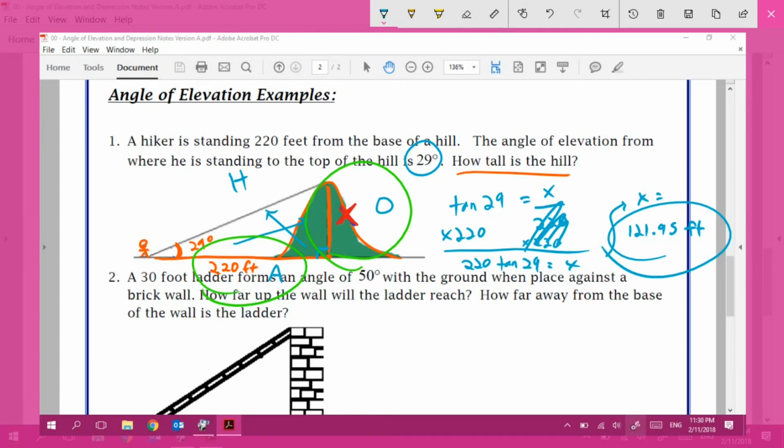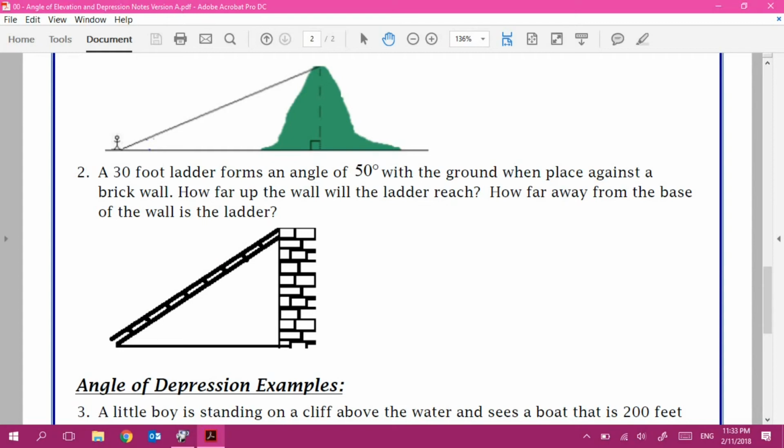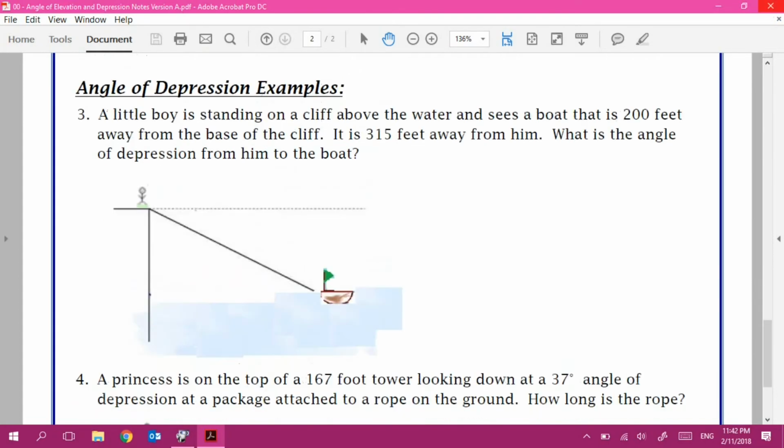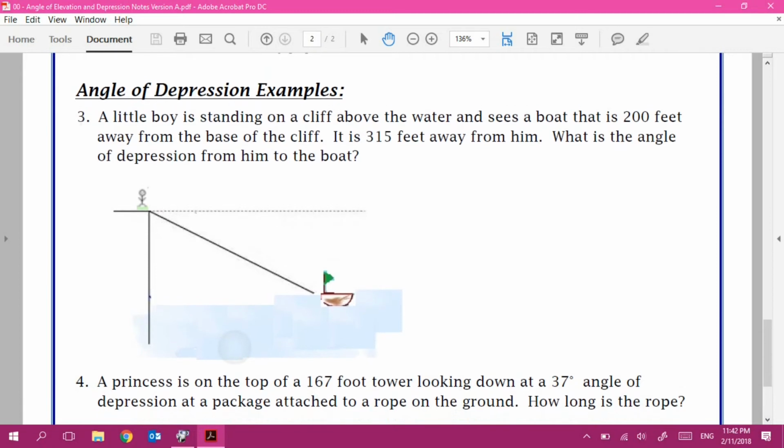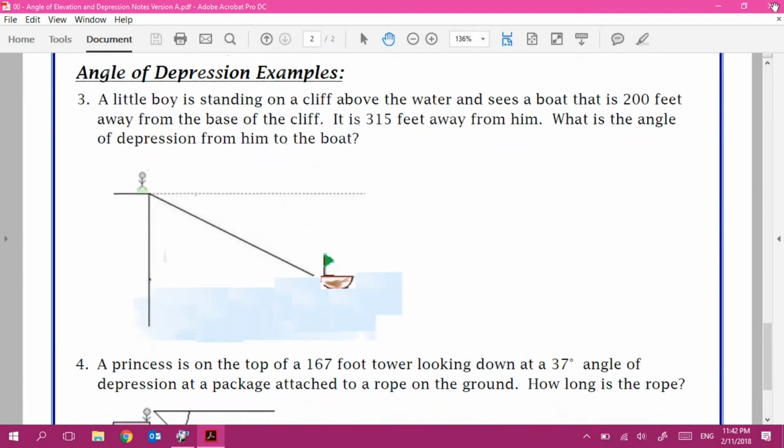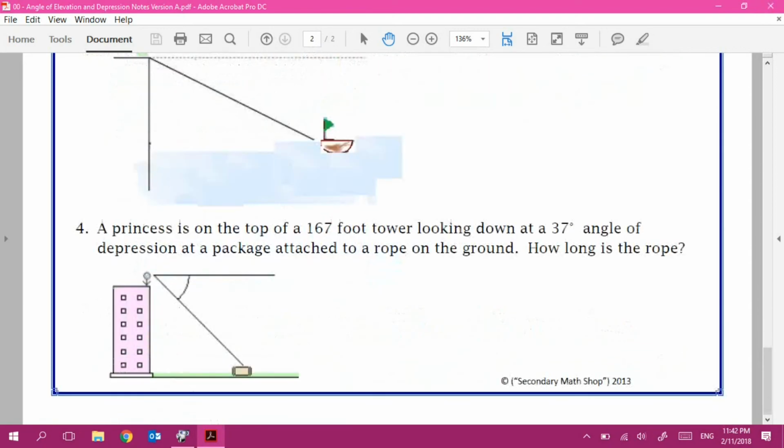All right, next. All right, guys, so you try this number 2 right here. All right, let's take a look at our angle of depression examples. I'm a little depressed because example 3 is really terrible, so we're going to skip that one. Don't do that one because it doesn't really make sense, and this answer key doesn't make sense either. All right, let's go to number 4.